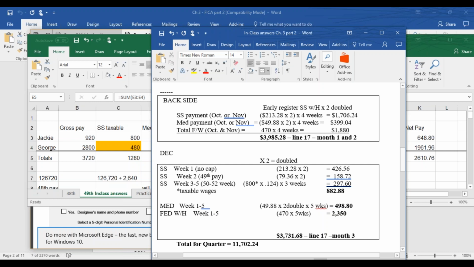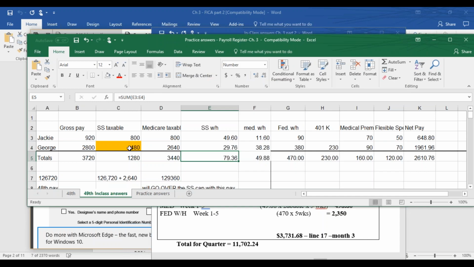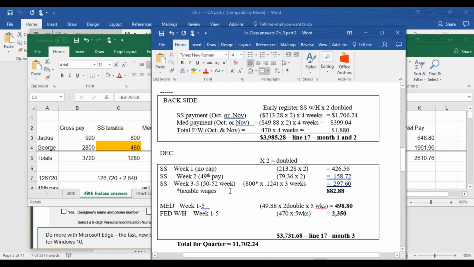Now, weeks 3 through 5, if you remember, this 480 will be gone. So when I'm calculating up for the future weeks, the only thing my Social Security will be taxed on is this $800. So that's what I did here.